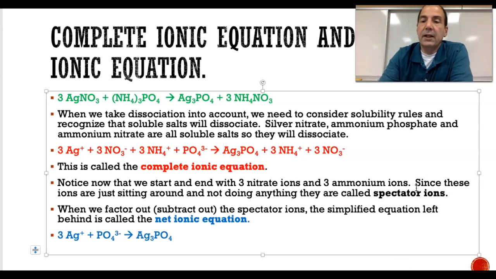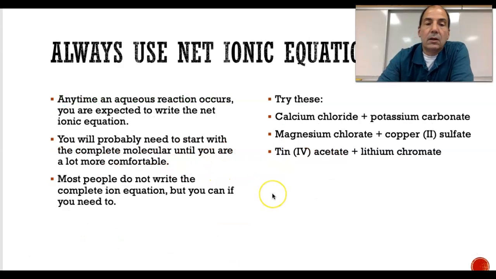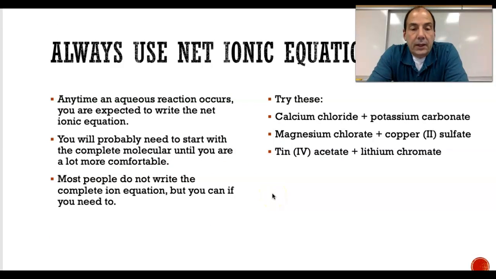So when we talk about the net ionic equation, we just eliminate spectator ions. So I just take out the nitrate and the ammonium, and I'm left with 3 silvers plus phosphate yields silver phosphate. There is my net ionic equation. Okay, as I said, you're always expected to write out the net ionic equation. How much of the other 2 versions, the complete molecular, complete ionic, that is up to you entirely.